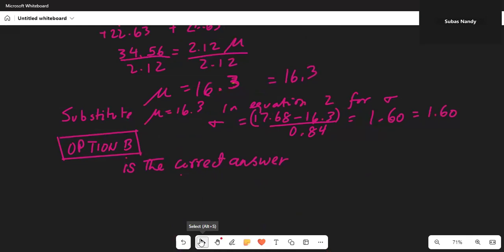So the closest match to the correct answer is option B. The trick is to use the definition of Z, find the values of Z for which the areas are given, then again use the definition of Z to determine expressions for sigma. There will be two expressions for sigma; equate them, then solve for mu. Take that value of mu, plug it in any equation for sigma, and get the value of sigma. Okay, it's a long process, but this is the only way you can work this problem out.